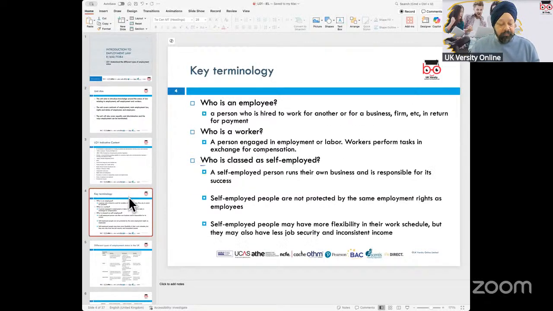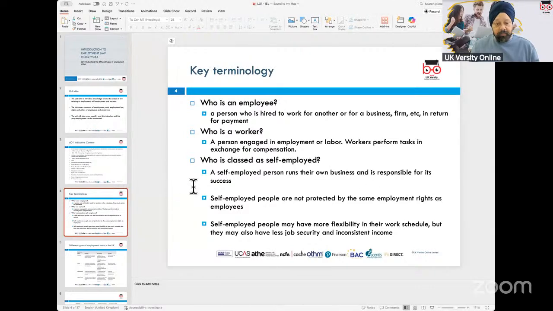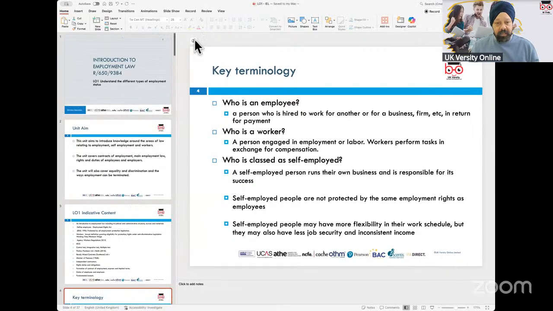Now, let's start off with some basic terminology. The reason I start with the basic terminology is that we want to look at the basis of what the key terms are when we talk about employment and employability.